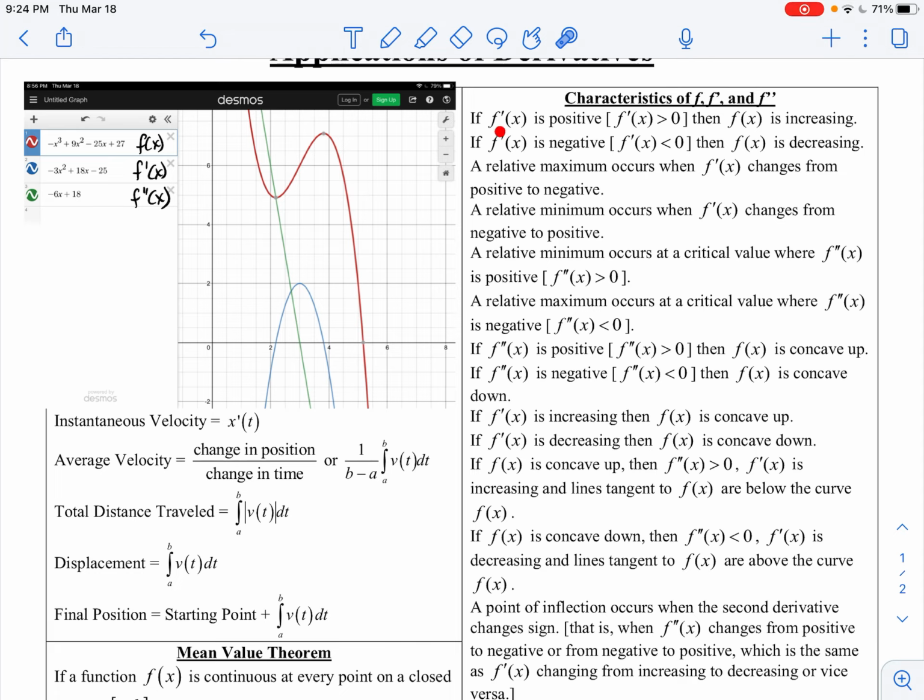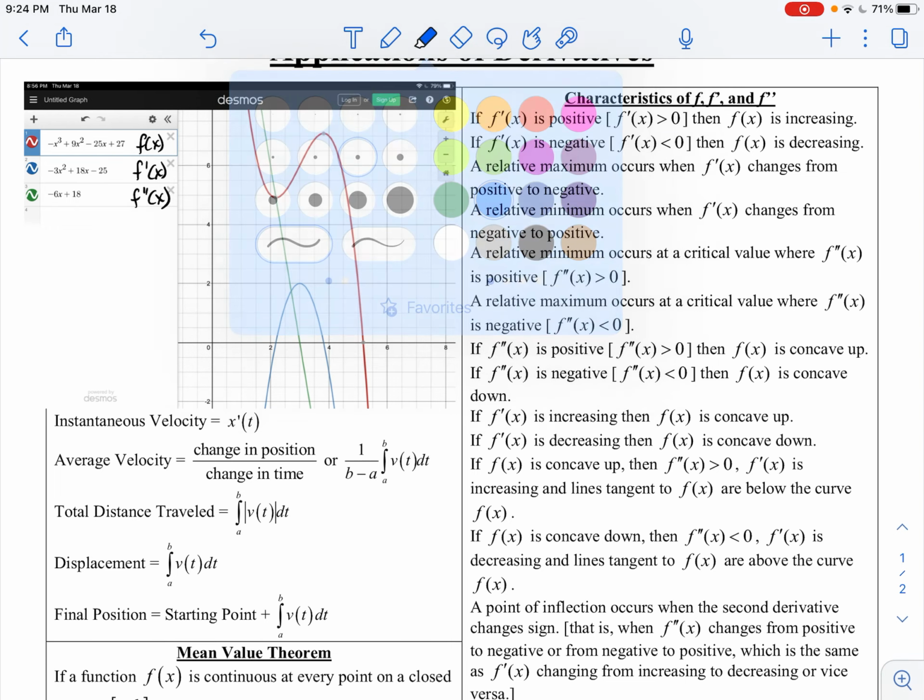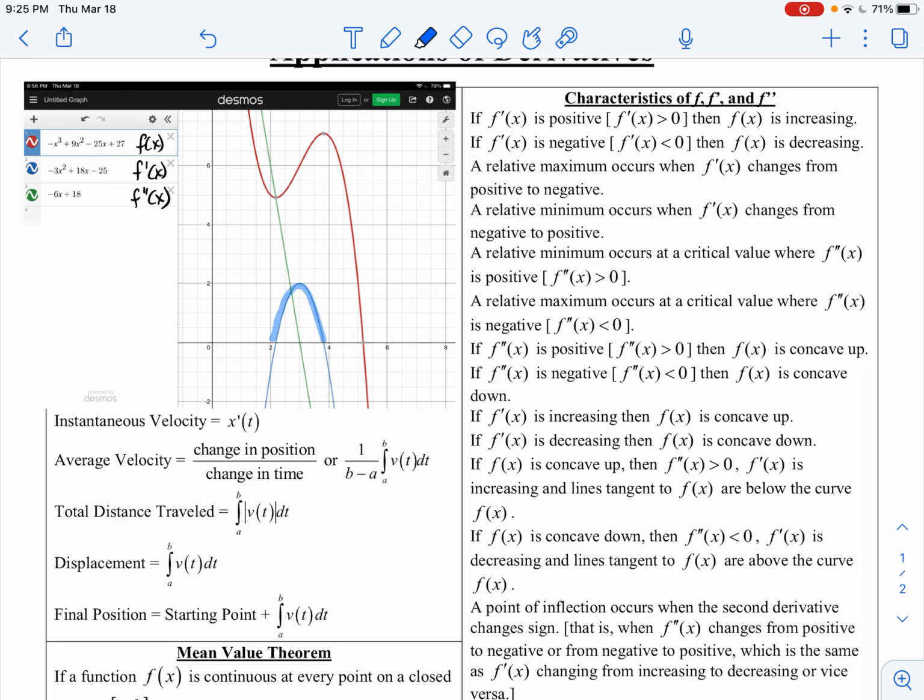It says if f prime of x is positive, so I'm going to highlight some. If f prime of x is positive, so I'm looking at this piece right here that is above the x-axis, then f of x is increasing. I match that up with this segment right here. So we can see that if my f prime of x is positive, f of x is increasing.